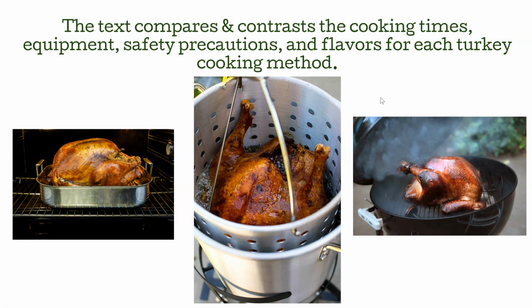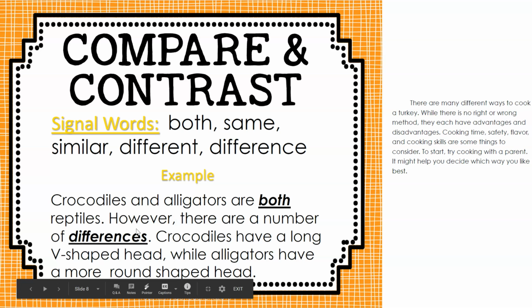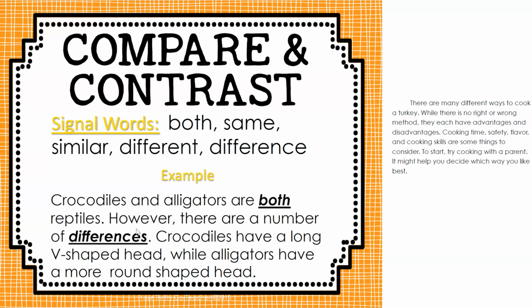Before we take a deeper look into these, let's talk a little bit more about comparing and contrasting and how we know that this text is a compare and contrast structure. Some signal words for compare and contrast include both, same, similar, different, and difference. An example would be, crocodiles and alligators are both reptiles. However, there are a number of differences. Crocodiles have a long V-shaped head, while alligators have a more round-shaped head. We can see here that the author describes something crocodiles and alligators have in common and something that is different.